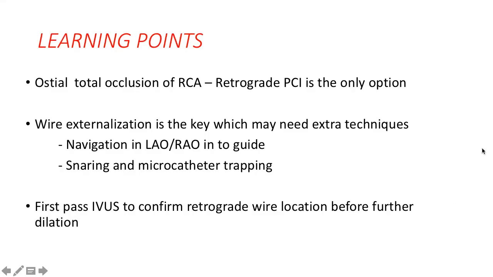So the learning points from this case: in ostial total occlusion of RCA, retrograde PCI is the only option, and wire externalization is the key, which may need extra techniques like navigation into the guide in LAO and RAO views, or snaring the wire either in the aorta or in branches of the arch of aorta, and then advancing the microcatheter and externalizing after trapping the microcatheter. First pass IVUS is quite important to confirm retrograde wire location so that you won't extend any dissection into the aorta.